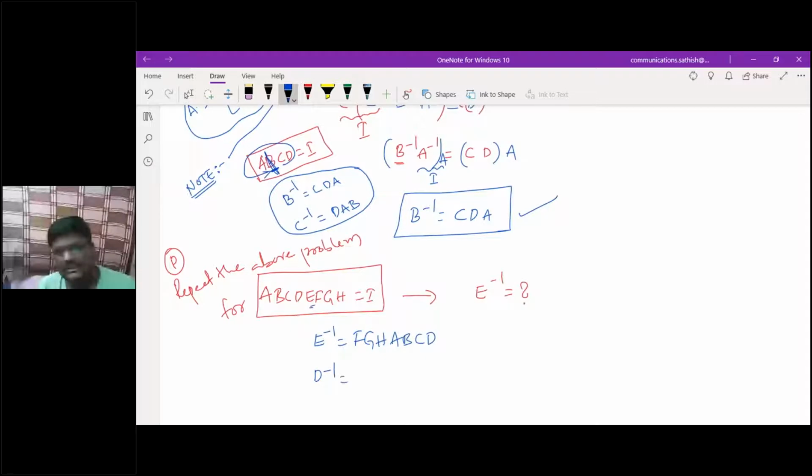Then can you tell me what is the D inverse similarly? E, F, G, H, A, B, C. Yeah, that's all. So likewise, you can extend the criteria. Is it easy? Yes, sir. Very much easy. Clear now, all of you?